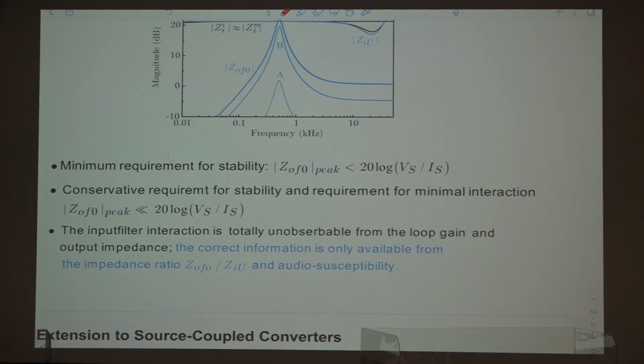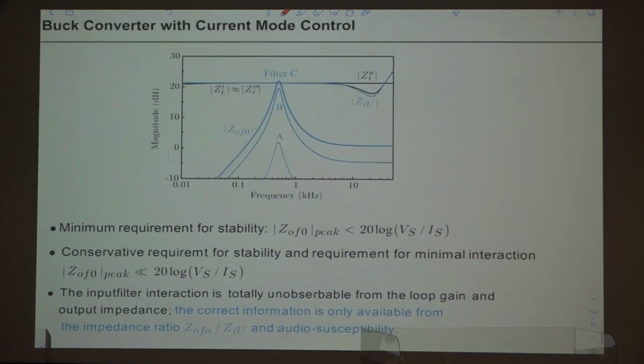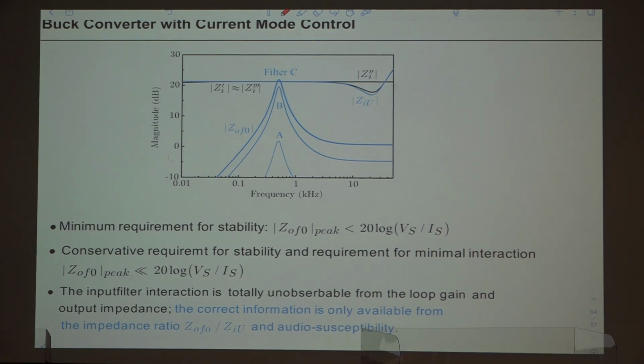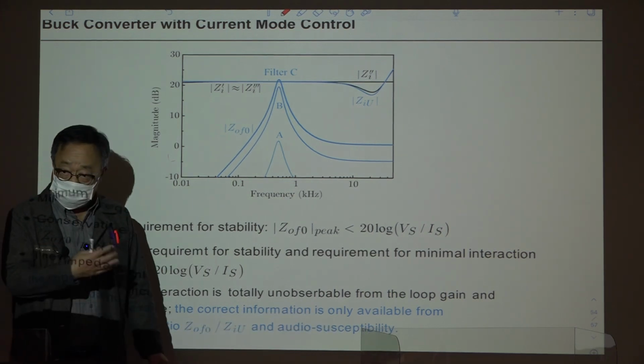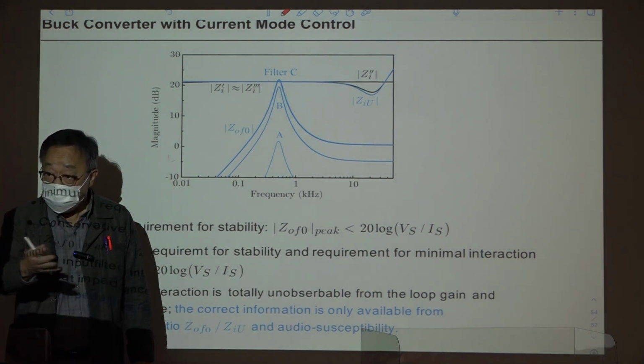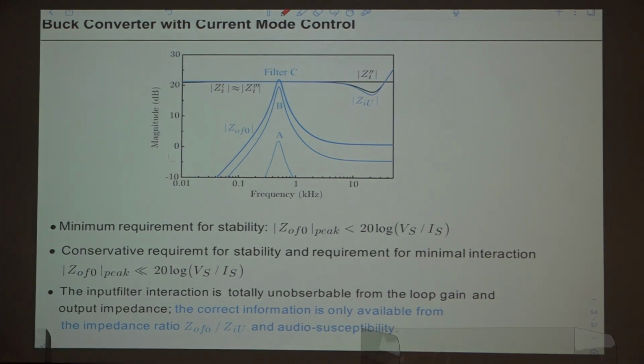Okay, so for that case, output impedance and the loop gain do not tell us anything about system dynamics. It's totally hidden. In control jargon, that information is not observable at the output of the converter. The proper information about system performance is only available from the impedance ratio, the minor loop gain, and the audio susceptibility still provides the proper information, because the disturbance is coming from the input.